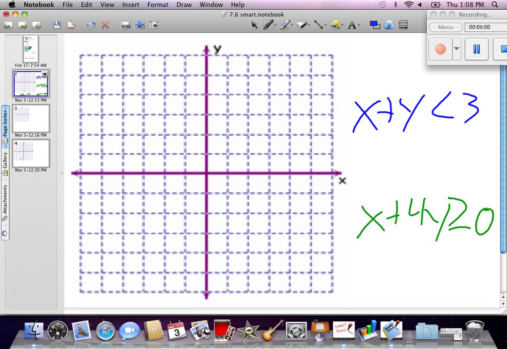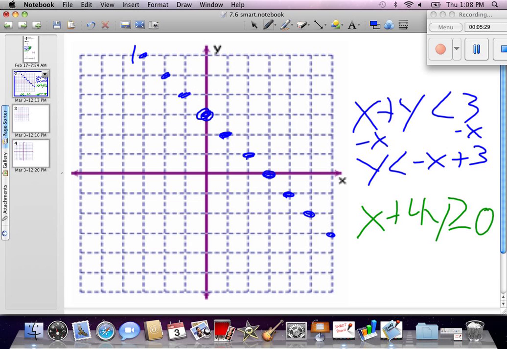Okay, so first I'm going to start with my blue line. Is that in slope-intercept form? No. What do I have to do to get it there? Subtract x. Nice. And I get y is less than negative x plus 3. So I put my first dot where? On the 3. And then what's my slope? Yep, down 1 over 1, down 1 over 1. And I'm going to do it all along my graph because it is a dotted line, not a solid line.